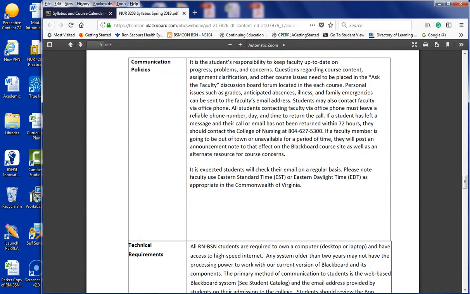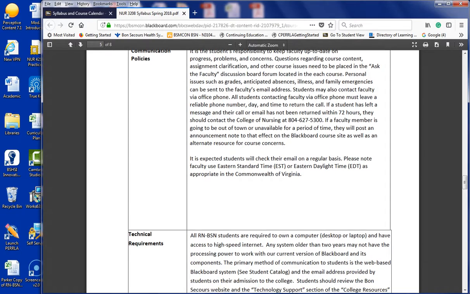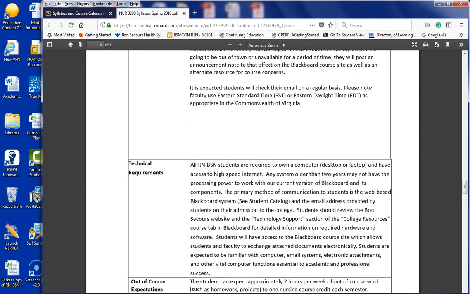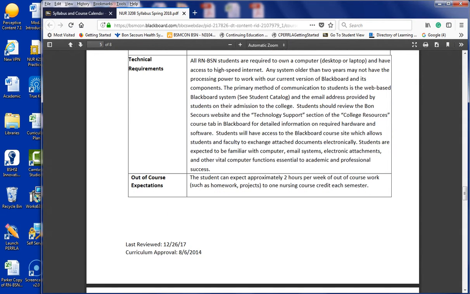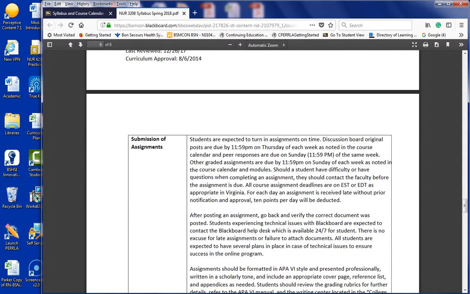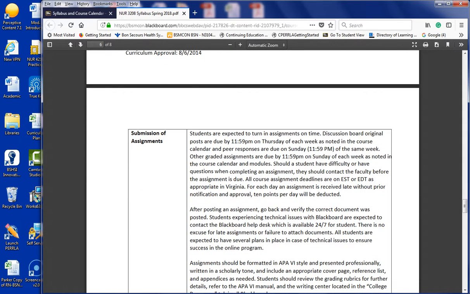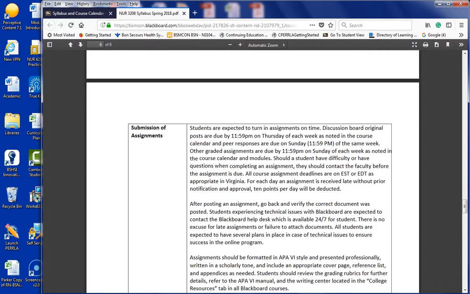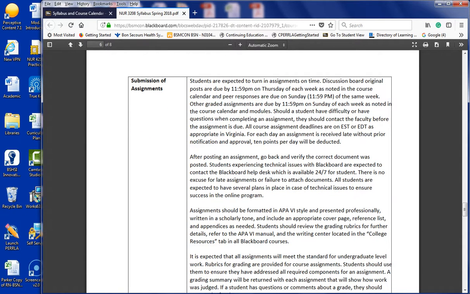And the communication policy. We will communicate through your email because I know you don't have Blackboard email or Bon Secours email to use. And as I said, you can call me too. It also tells about computers. You can expect to spend 2 hours per week of coursework for each credit of a course. So this is a 1 credit course. You should be spending at least 2 hours a week doing things outside of the course.